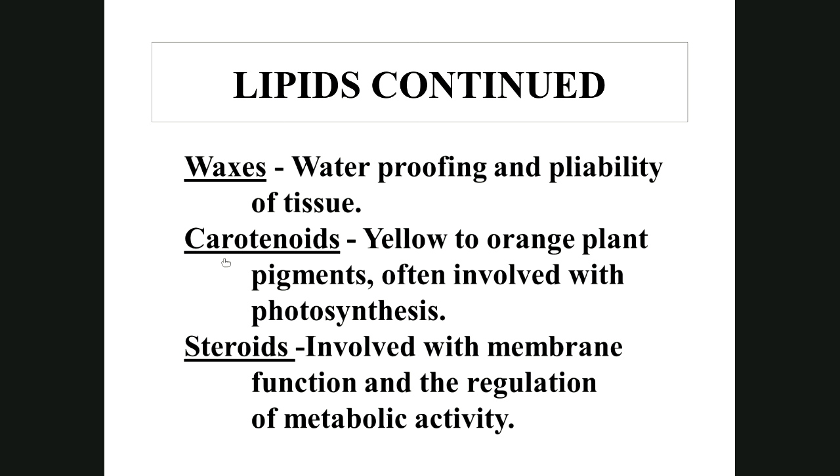Carotenoids, these are in plants, yellow to orange plant pigments. That's why they call them carotenoids, because most of the carrots that we eat nowadays are orange. Not all carrots are orange, but the ones that are most popular are orange. Often involved with photosynthesis. We will see two in particular, carotene and xanthophyll, that fall into the carotenoid grouping. That's a group of yellow and orange plant pigments.